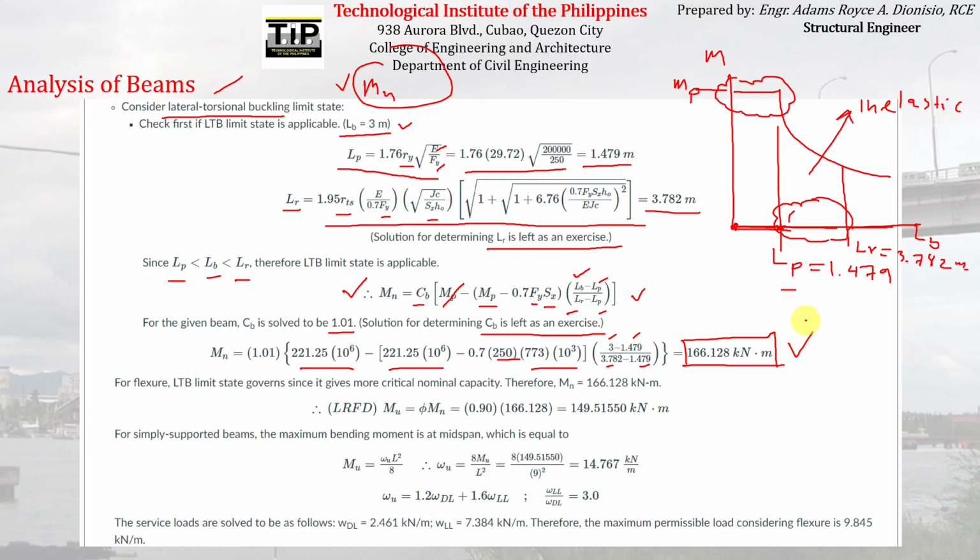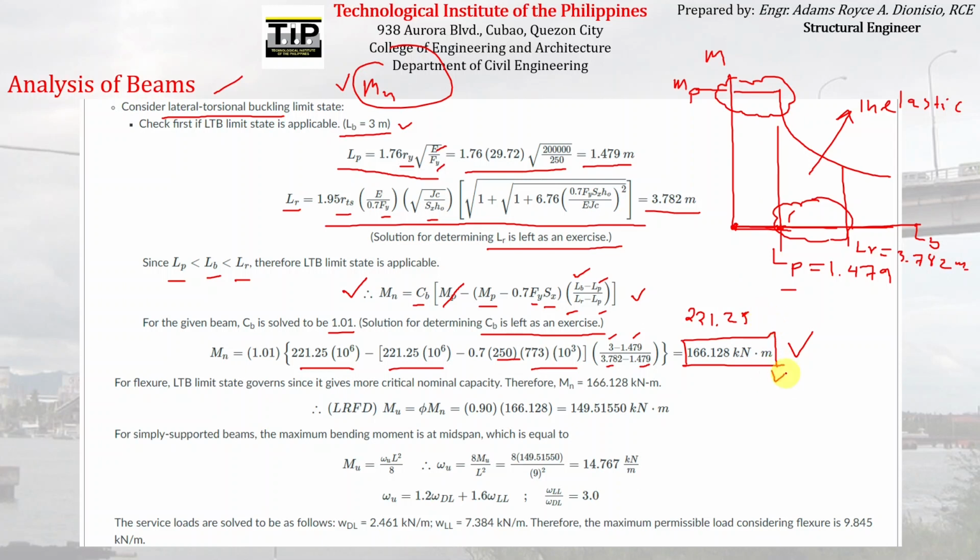166.128. So we have two magnitudes of Mn that we have computed here. The first one is the 221.25, which just means that if the steel beam already experiences 221.25 kilonewton meter of bending moment, it will be on the verge of yielding. Okay, it will be on the verge of experiencing yield stresses or stresses larger than the yield stress.